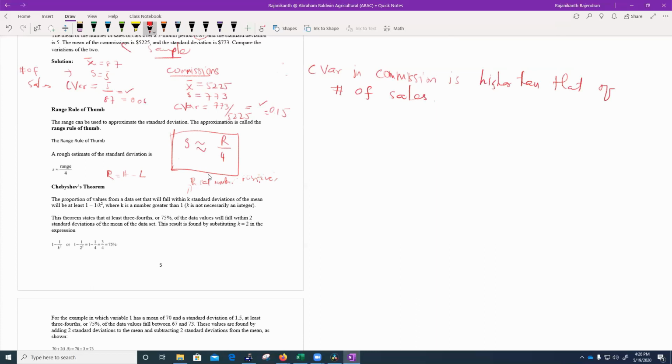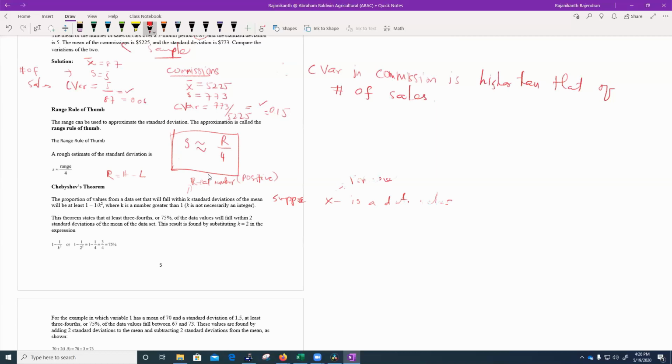So the proportion of values from a data set that will fall within k standard deviations, k times the standard deviation, of the mean will be at least 1 minus 1 over k squared, where k is a number greater than 1. Okay, so we consider the number k which is greater than 1. What does that mean? Suppose x is your given data value, then you could call this a variable, right?